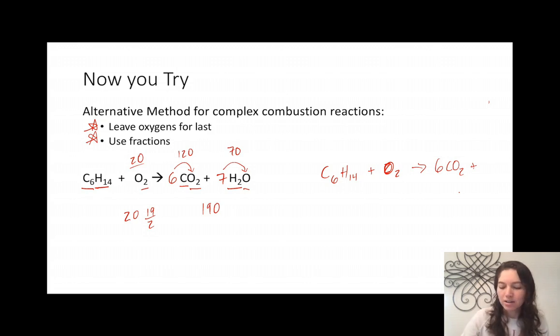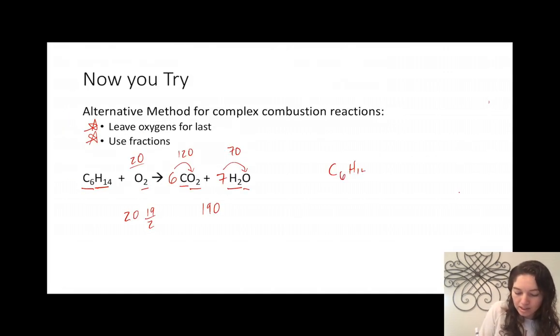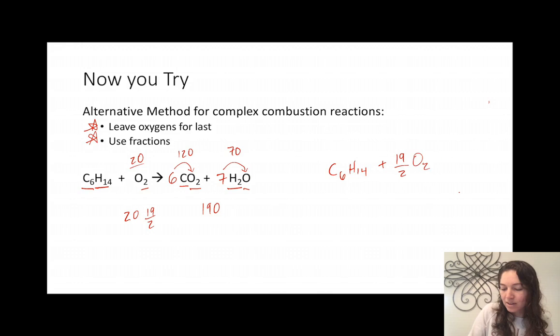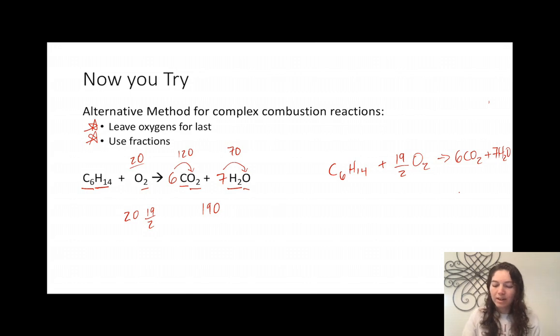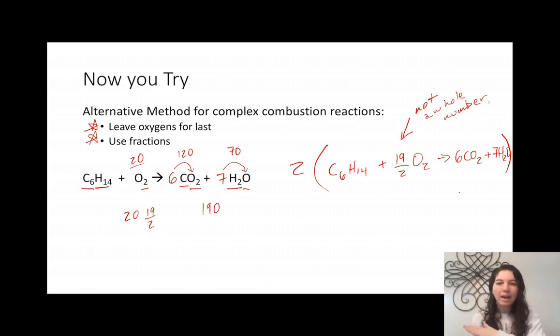So we're going to put our fraction into our equation here. So what we can do is we can say that we have this plus 19 over 2 oxygens goes to 6 CO2s plus 7 H2O. All right, now this is not a whole number. We need to make it a whole number. So we can make it a whole number by multiplying everything by 2. So if we multiply everything by 2, the 19 goes away, and it's now a whole number. So we'll do that.